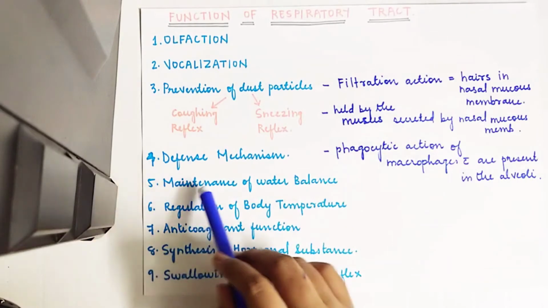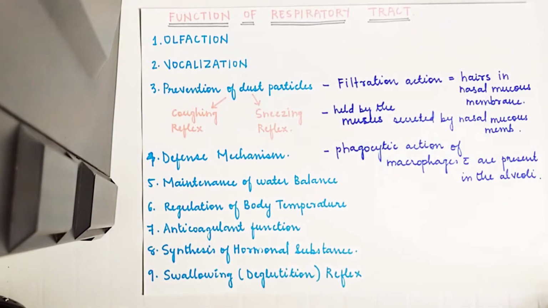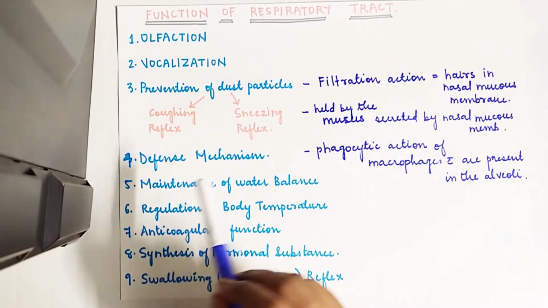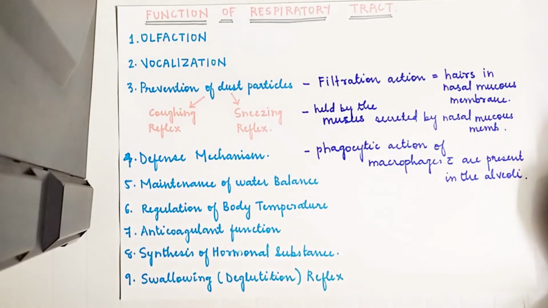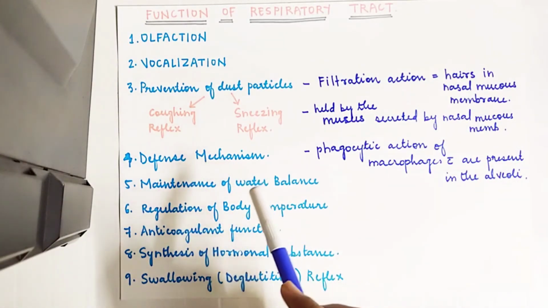So fourth point is the defense mechanism. The lung plays an important role in the immunological defense system of the body, since the mucous membrane of the alveoli mainly contains leukocytes, macrophages, mast cells, etc. So it has its own defense mechanism. So the fifth point is maintenance of the water balance. During expiration, water evaporates through the expired air, and some amount of body water is lost by this process. So by this process, there is maintenance of water balance.